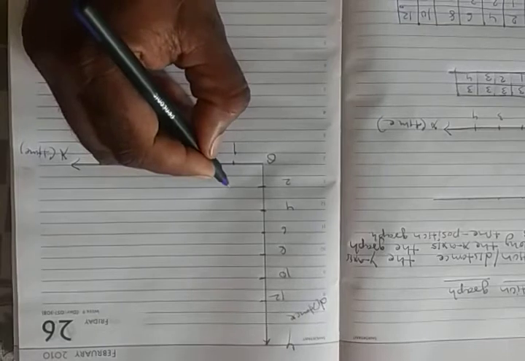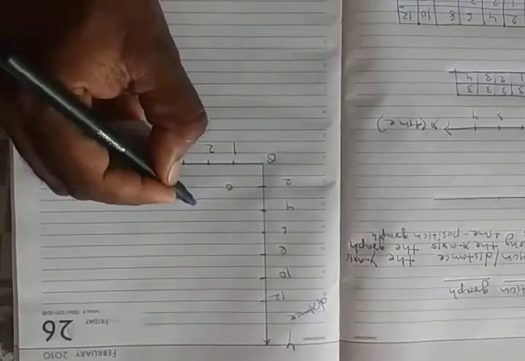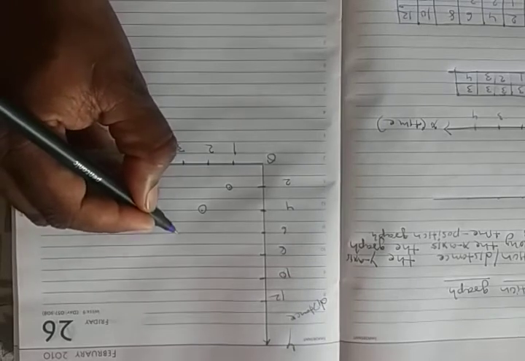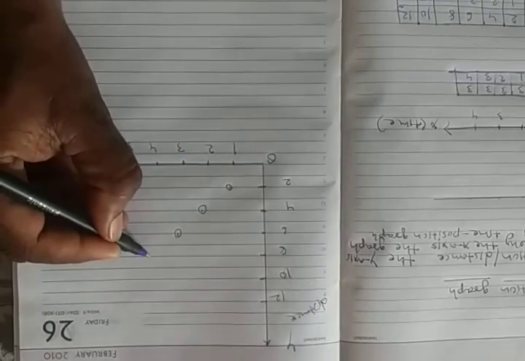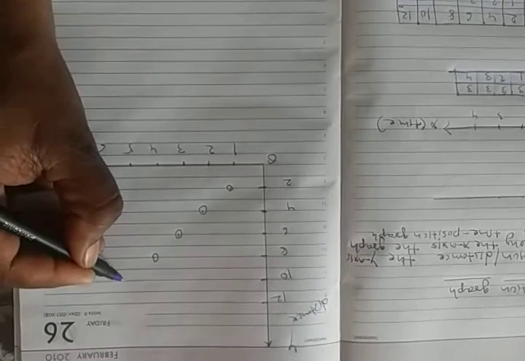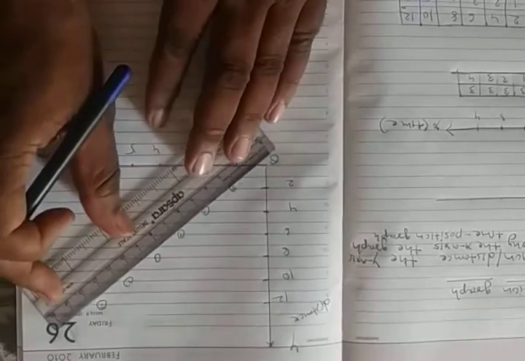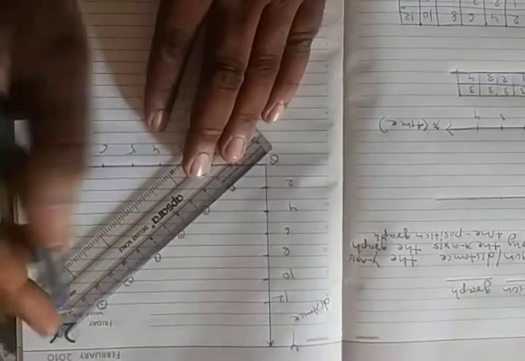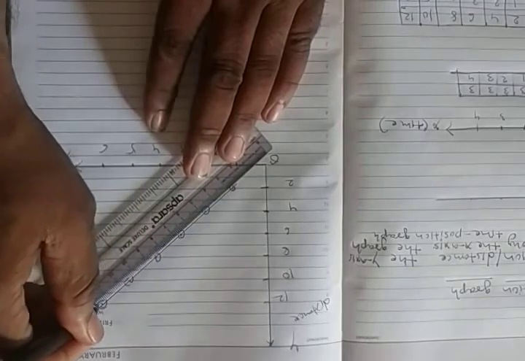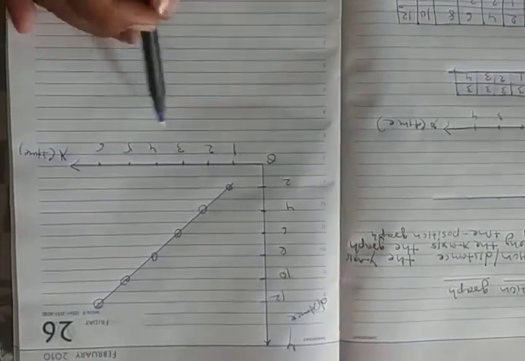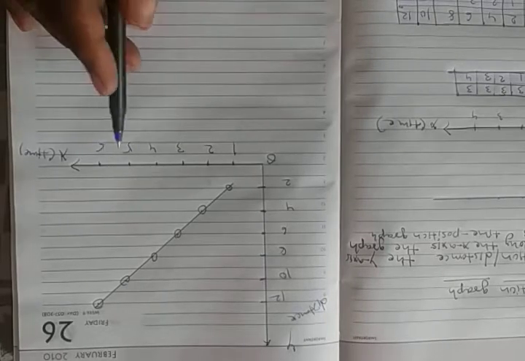Clear? So position at 1 second, 2 second, 3 second, 4 second, 5 second and 6 second, then draw a straight line. This is called the position time curve. Clear?